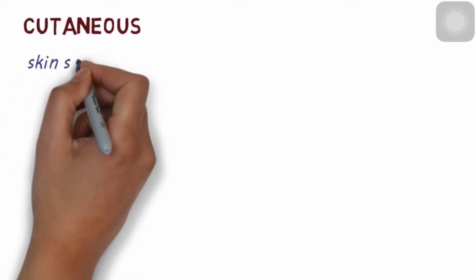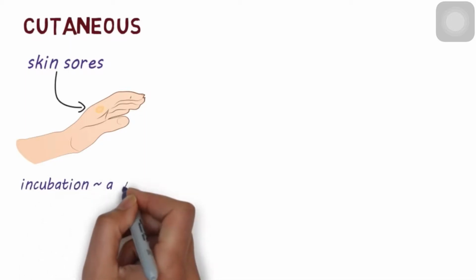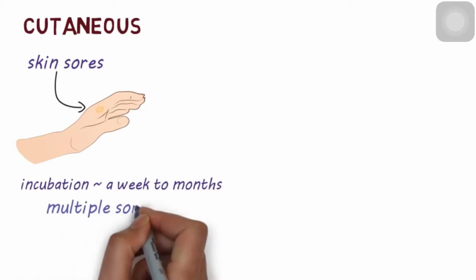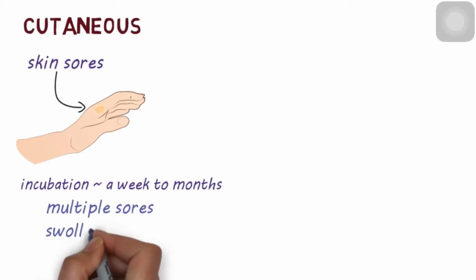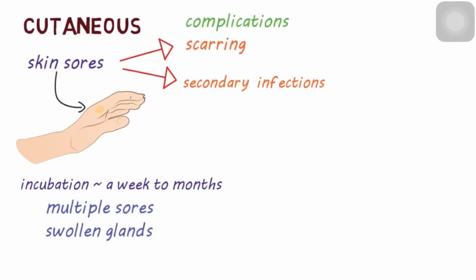Cutaneous leishmaniasis is the most common type and is characterized by sores on the skin. These sores usually develop within a week or up to a few months after the bite of the sandfly. People can develop one or multiple sores on the skin that can look like a bump, nodule, or an ulcer. People may also have swollen glands near the sores. The sore can lead to scarring or secondary infections.